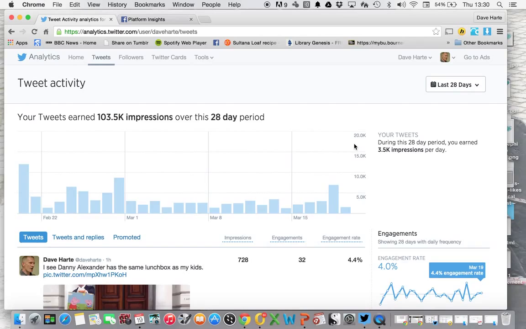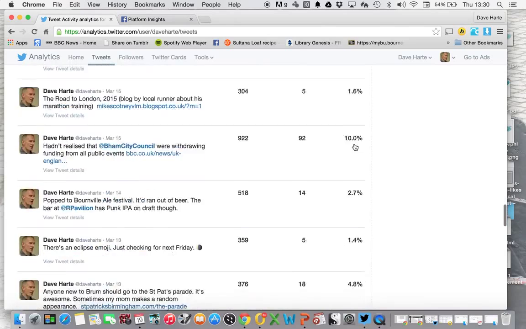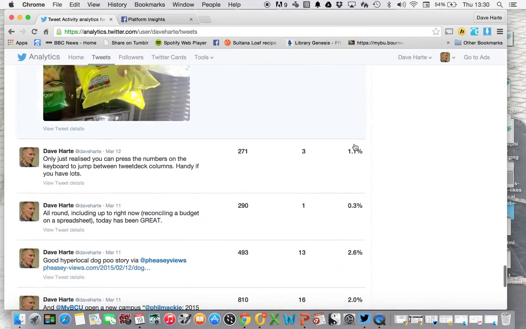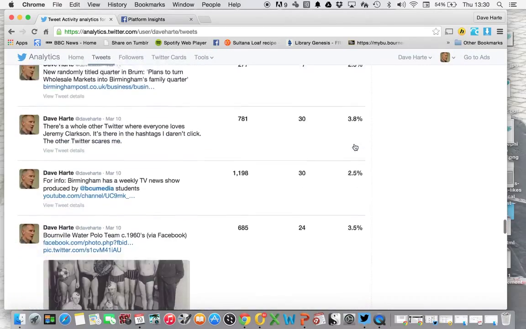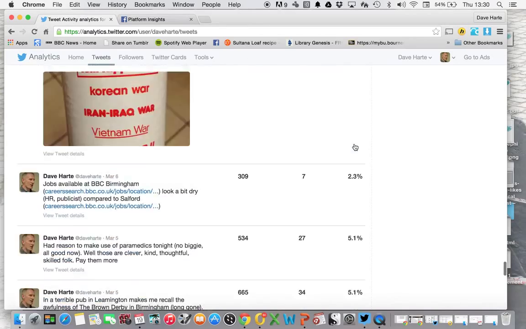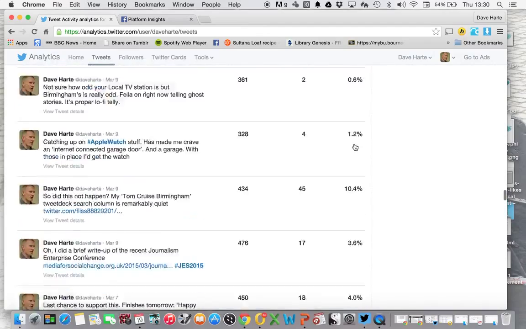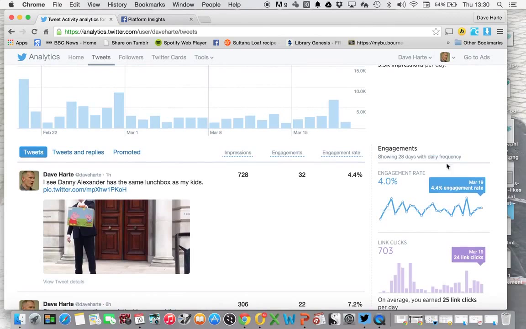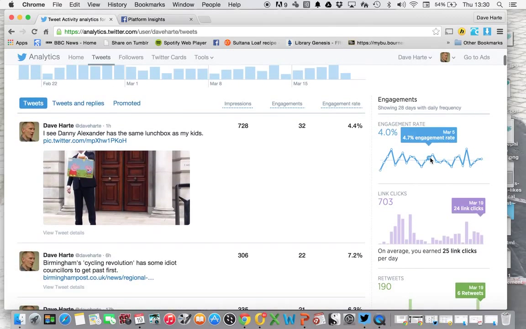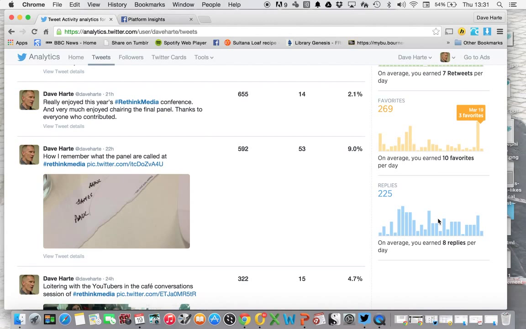This gives you a dashboard which lists all your individual tweets. And as you scroll down, it adds more and more. That would carry on forever. Well, until September 2014 in my case. Okay, so we're not going to carry on doing that, but it gives you details of each individual tweet. And on the right-hand side, it gives you a snapshot: engagements, link clicks, retweets, favorites, replies.